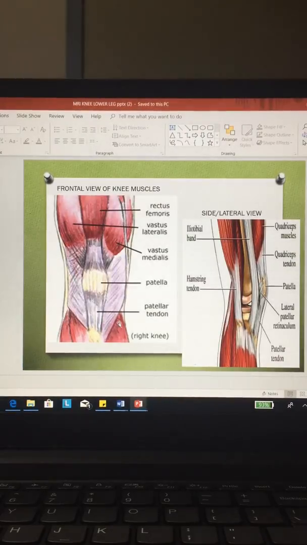Okay, now let's go into the muscles. Well, we've already talked about the muscles in the femur, right? We've got the rectus femoris, we've got the vastus medialis, the lateralis over here. So these quadricep muscles, and in particular the rectus femoris, come down and attach to a tendon called the quadriceps tendon. That then attaches to the patella.